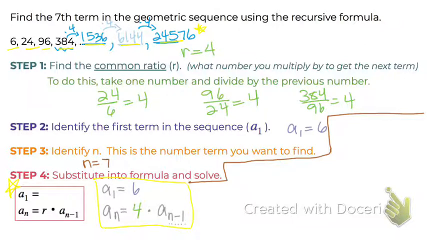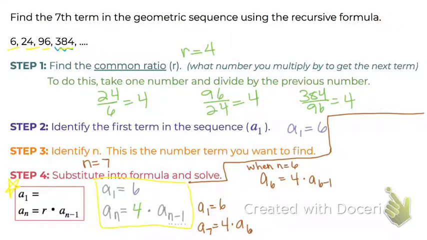So if we substitute 7 into this formula, what do we get? And if we want to simplify this a bit, 7 minus 1 is 6. So we can just erase this and put 6. So this tells us that the first term is 6, and to find the 7th term, we want to take 4 and multiply it by the 6th term. But we don't know what the 6th term is, so we need to first find out what is the 6th term when n is 6. So let's substitute that into the formula.